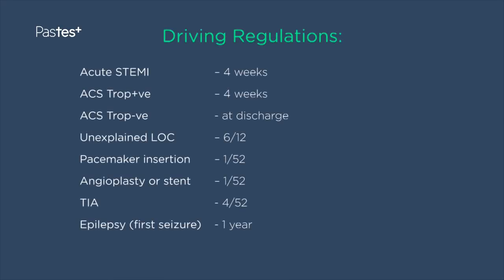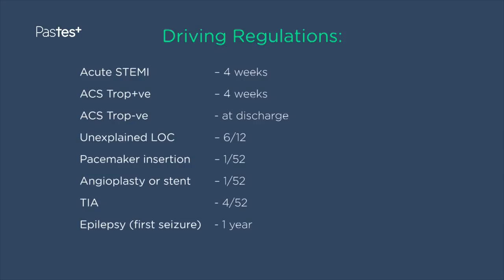So with an acute ST elevation myocardial infarction, the DVLA states that the patient must refrain from driving for 4 weeks. The same regulation of 4 weeks away from driving is also there and enforced for a troponin positive cardiac event. However, if the troponin is not elevated, the patient can drive at discharge from hospital.